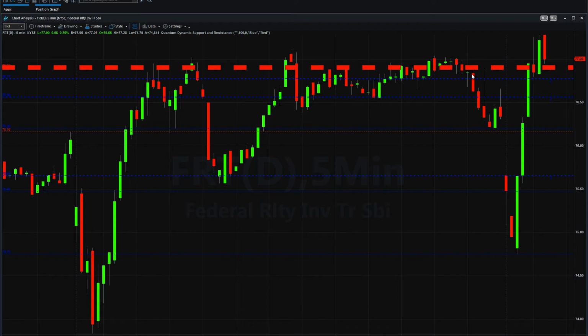So this is what you have to do. You have to allow a little bit of leeway, bearing in mind the fact that these are, as I say, pinpoint accurate and literally to the nearest point or the nearest pip or the nearest level of that particular instrument that you're trading. You can see here we're coming back down to retest it, so it's now acting as good support.